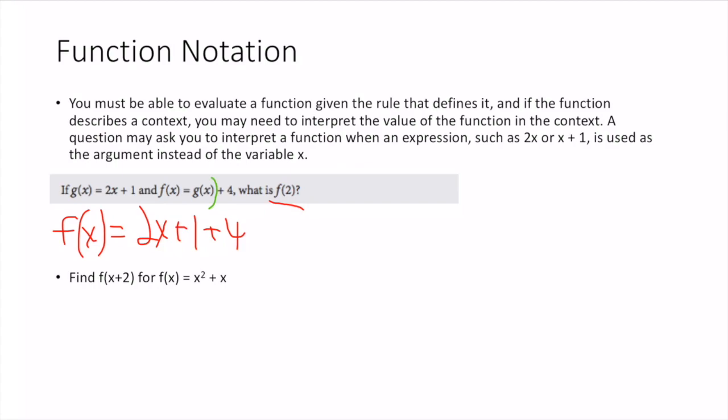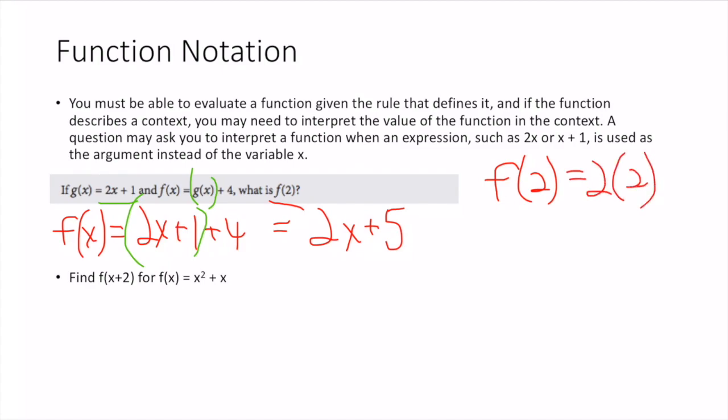Okay, all I did here was take what they gave me. Instead of having g at x there, I just plugged in what g at x actually equaled. By simplifying this, we just end up with 2x plus 5. So f at x equals 2x plus 5, and they want to know what f at 2 is, so f at 2 equals 2 times 2 plus 5, which equals 9. Okay, so fairly straightforward.